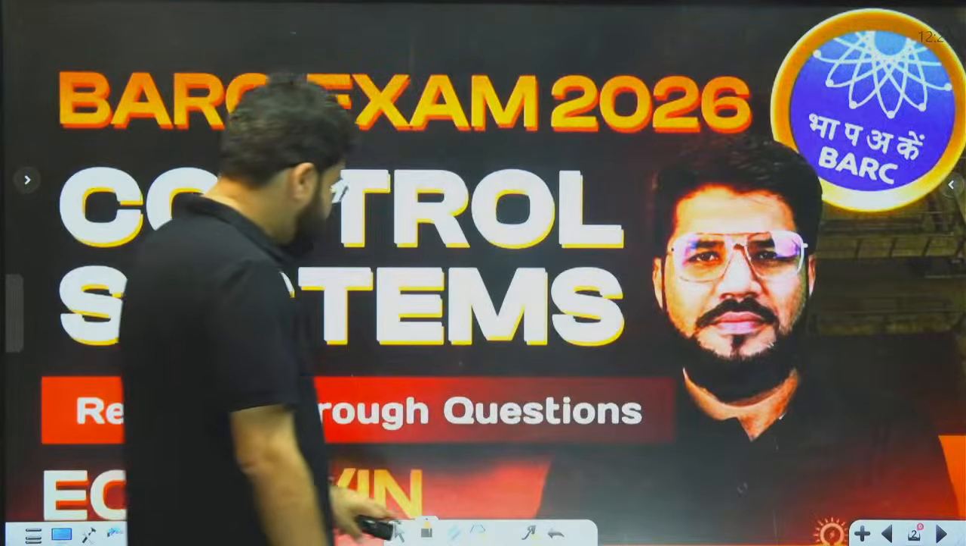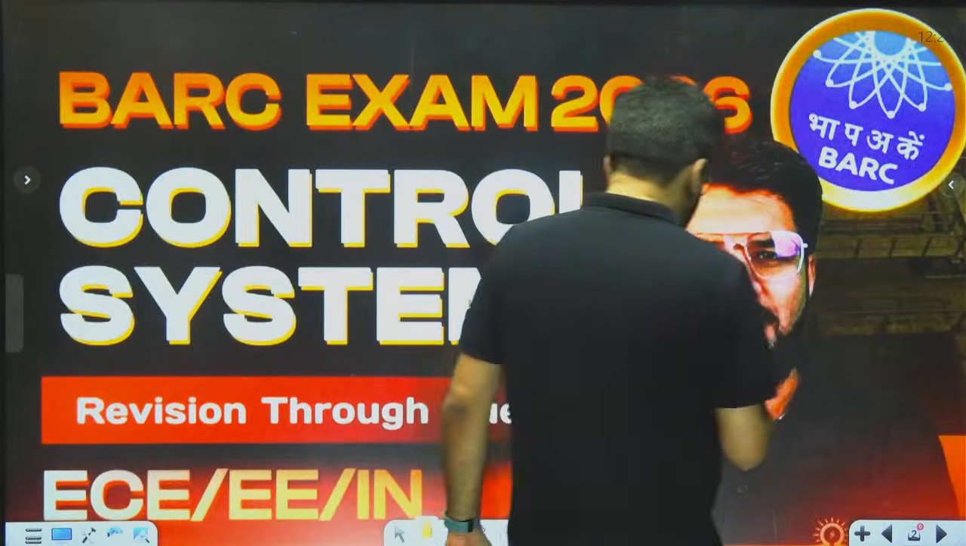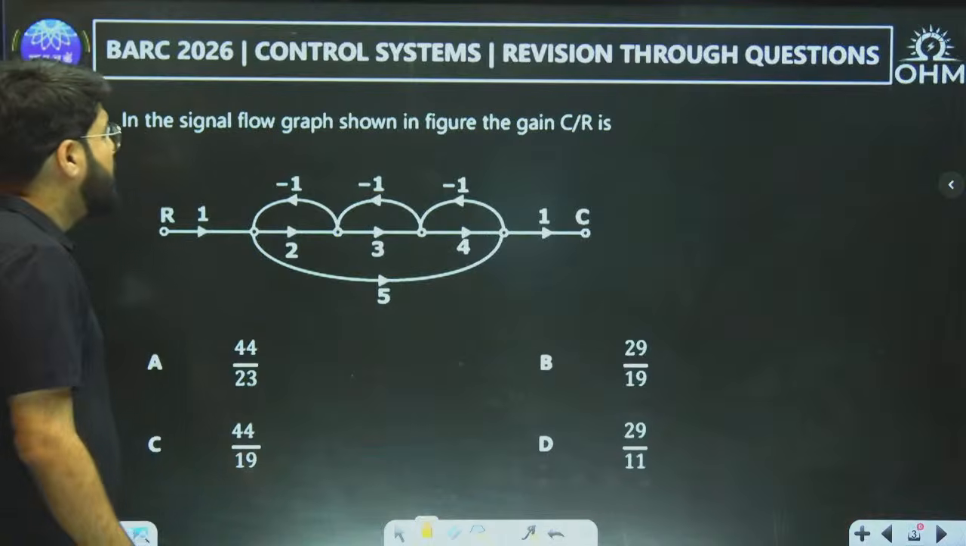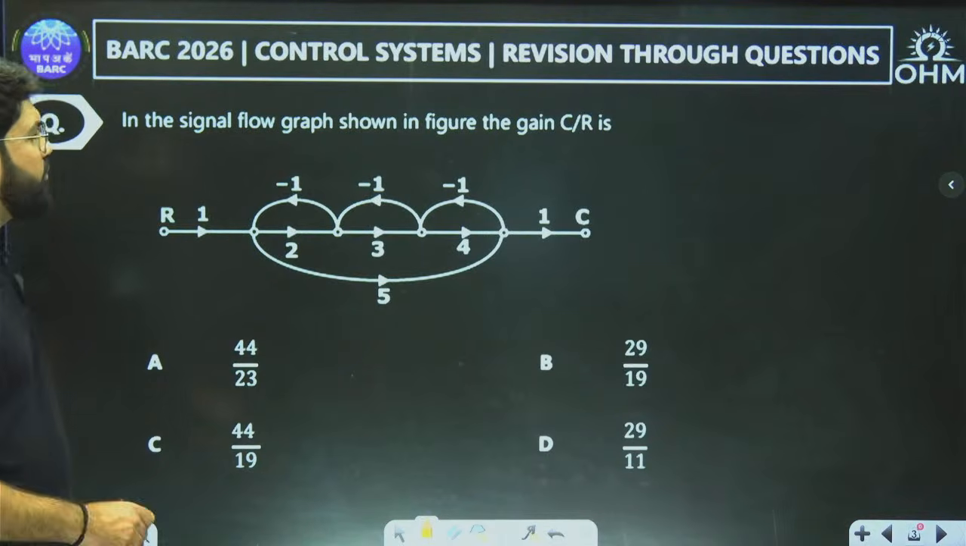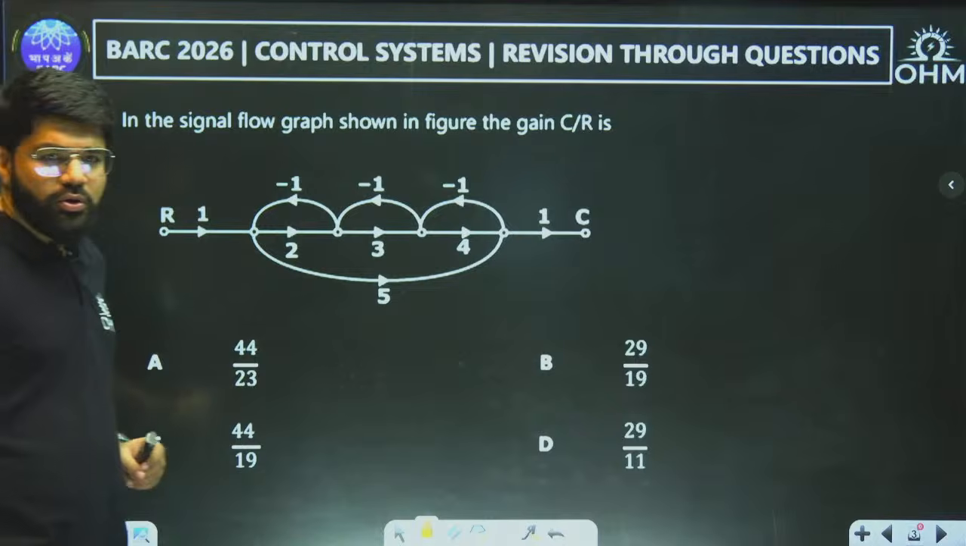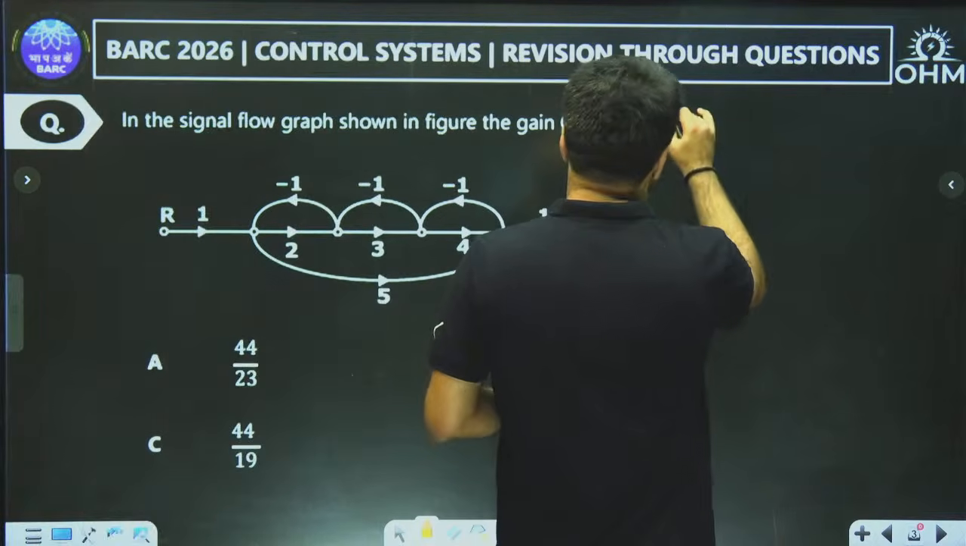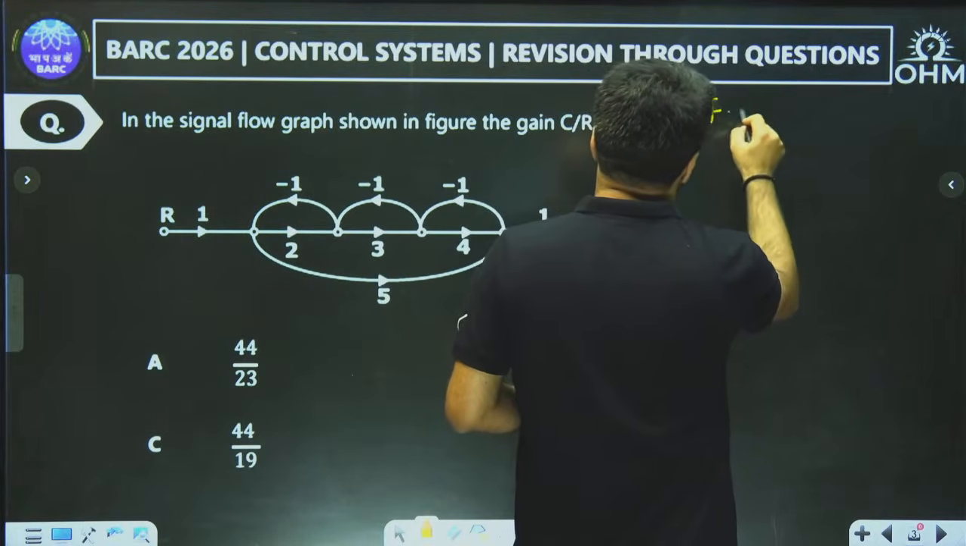So this is the first question. As I told you, with questions we are going to revise the entire things. For the signal flow graph shown in the figure, what is the gain C by R? So now for the signal flow graph, what do you apply? Mason's gain formula.